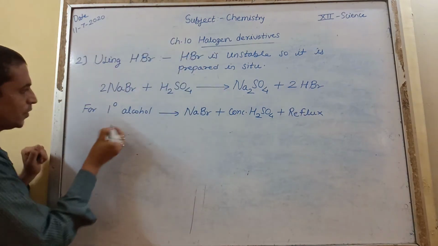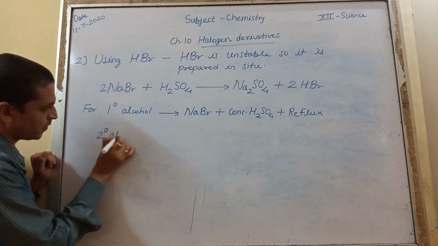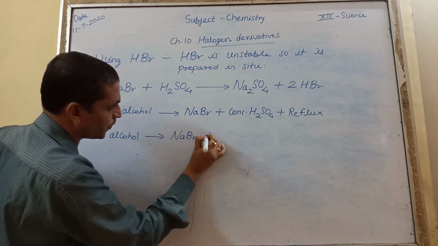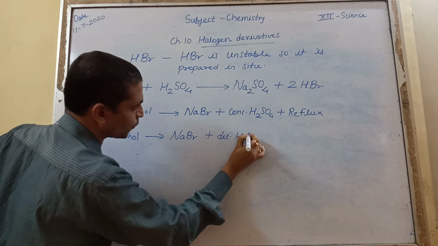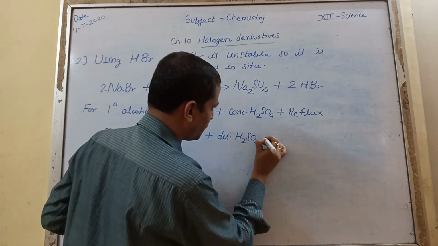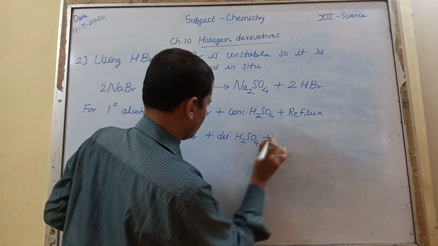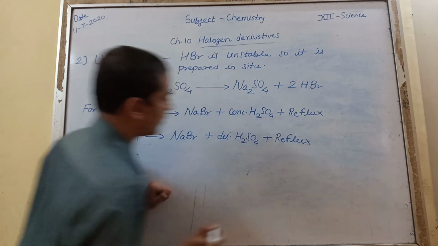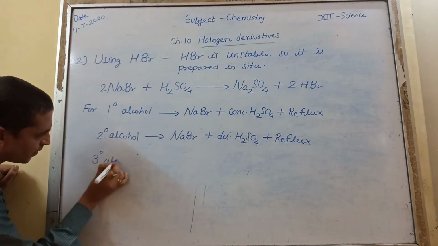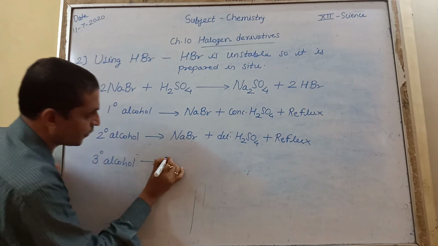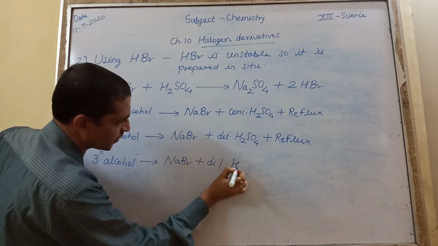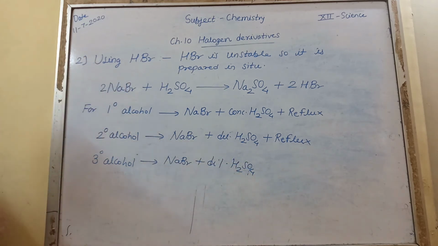Strong heating. And for secondary alcohol, NaBr plus dilute H2SO4 plus reflux. But for tertiary alcohol, we require only NaBr and dilute sulfuric acid, because tertiary alcohol is more reactive and primary alcohol is less reactive.